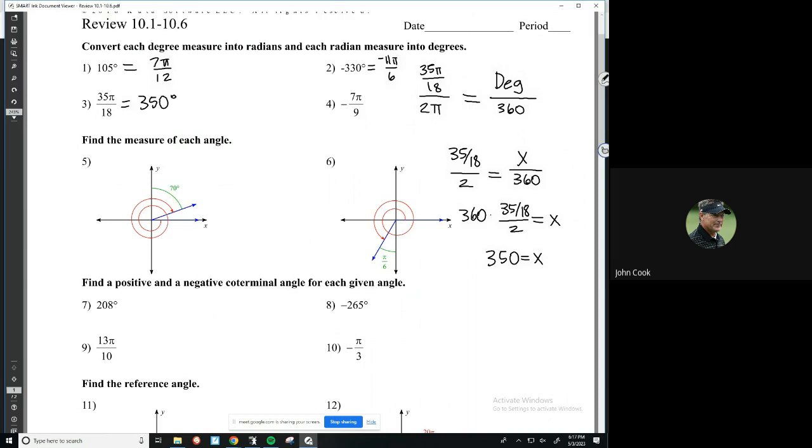Okay, and then I do the same thing with the next one, negative 7 pi over 9. Right away the pi's will cancel out. So I get negative 7 over 9 divided by 2 equals x over 360. Then I'd multiply the 360 over.